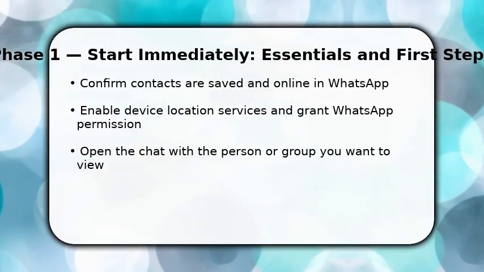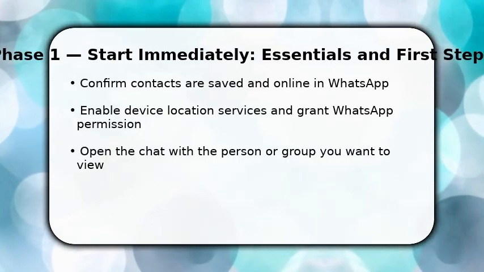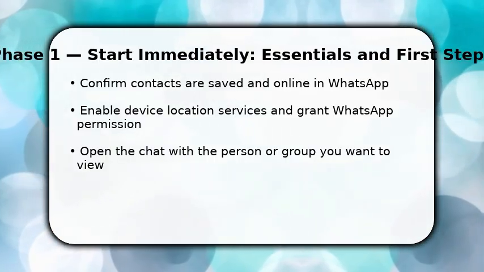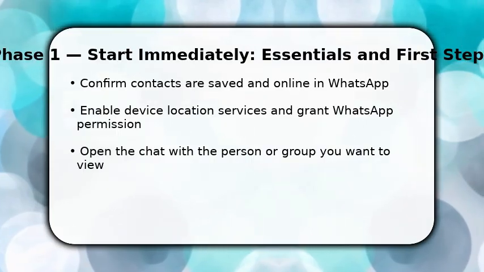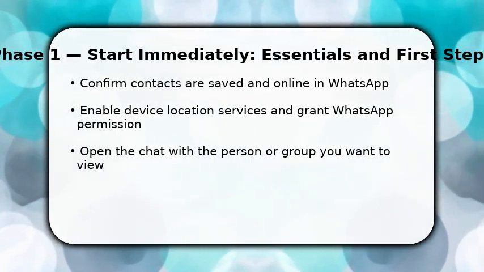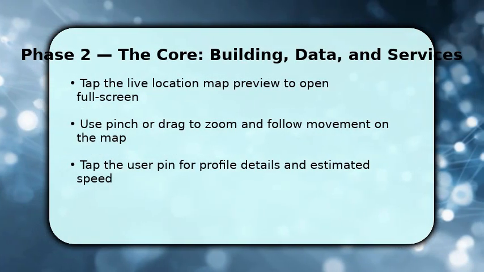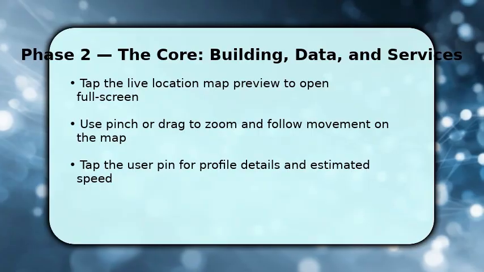Look for a map preview and a timer. If it's not obvious, tap the paperclip or plus icon to check location options. This verifies you're in the right place to access the live feed. Once you see the map preview, tap it to open the full-screen live location viewer.